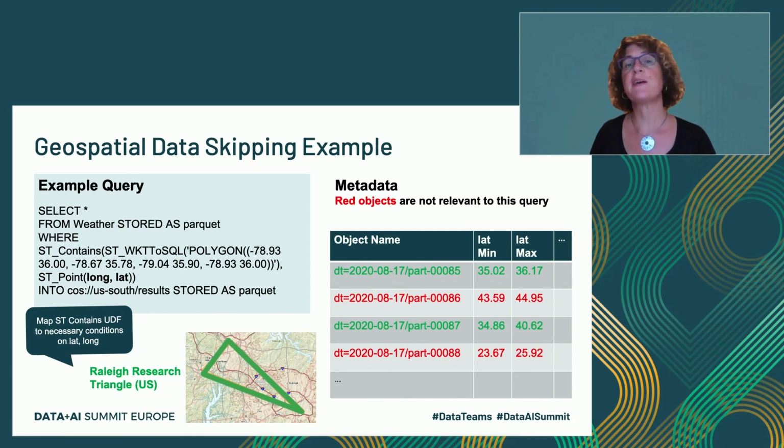Now we assume geospatial layout as Eric just described. Here's an example of a query looking for weather data in the Raleigh Research Triangle. Without any optimization, this query would need to scan the entire data set, even when using Parquet or ORC. As you see on the right, we built min-max indexes on the lat and long columns. To enable geospatial data skipping for queries like this, we mapped the ST contains UDF to min-max indexes on these columns. We also did this for the rest of the functions in the geospatial library.